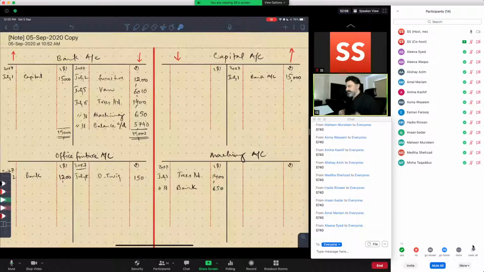Okay, good. Now, if I ask you the question, do you think this balance that we have just calculated is a debit balance by nature or a credit balance by nature? Whatever logical reasoning that you have in mind, just think and tell me that this balance carried down must also have an inherent nature to it. Should we consider this balance carried down of 5,740 as a debit balance, or should we consider it as a credit balance? Answer in the chat box, please.